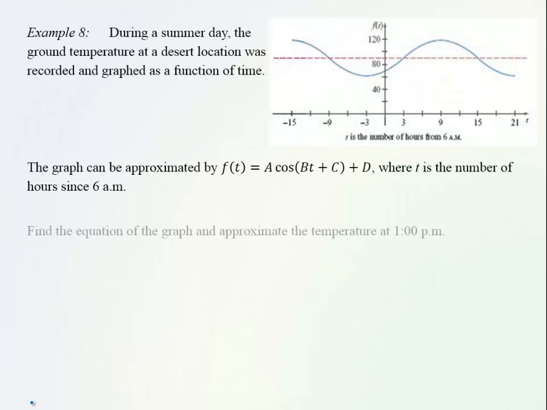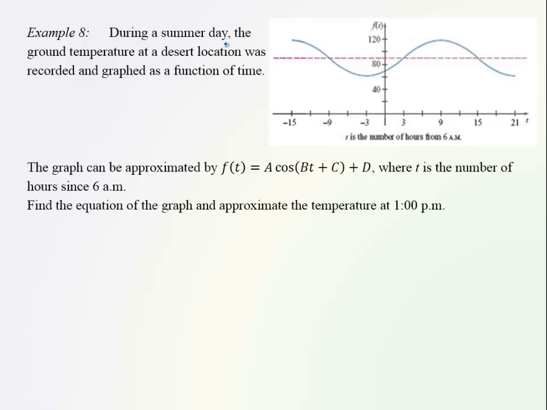And finally, we have one application problem. During a summer day, the ground temperature at a desert location was recorded and graphed as a function of time. And here is the graph. T is the number of hours from 6 a.m. So this is the horizontal axis, time since 6 a.m. Therefore, this point corresponds to 6 a.m. And that point, with the number 3 here, really corresponds to 9 a.m. and so on. This temperature is most likely in Fahrenheit, but the question didn't state that.